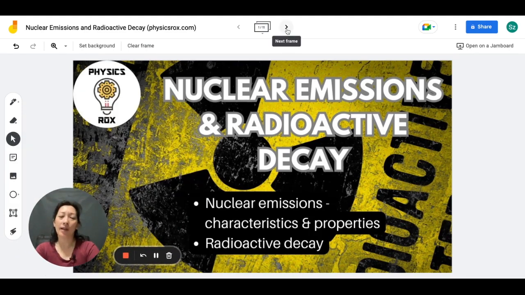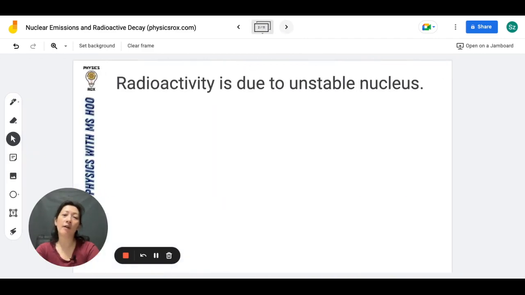Now, before we go into the nuclear emissions concept, we must first of all know what radioactivity is or where it comes from. Radioactivity is actually due to an unstable nucleus. If you recall what you have learned about isotopes, you should know that there are basically stable isotopes as well as radioisotopes. Radioisotopes are radioactive isotopes. If you can't remember what isotopes are, or if you have not learned it, please watch my video on the nuclear model and isotopes. For this video, we're just going to get right into the concept of radioactivity.